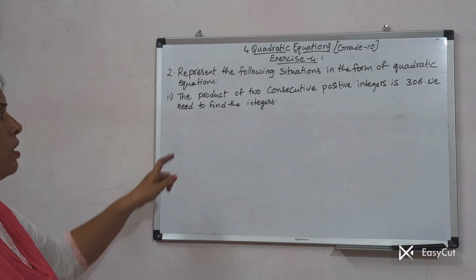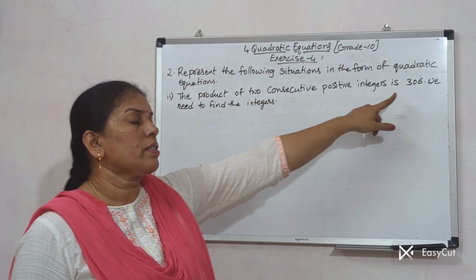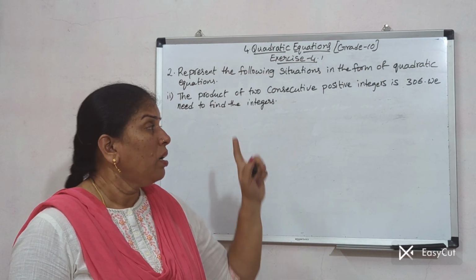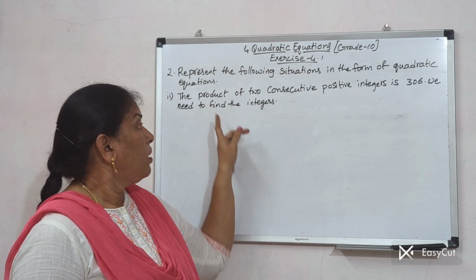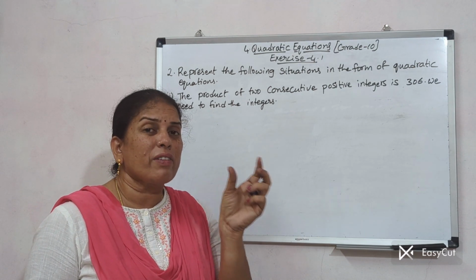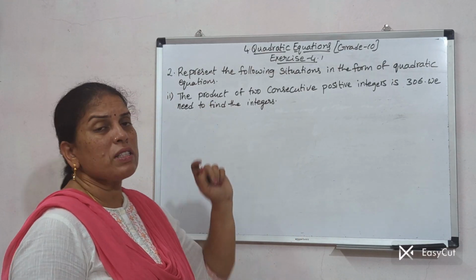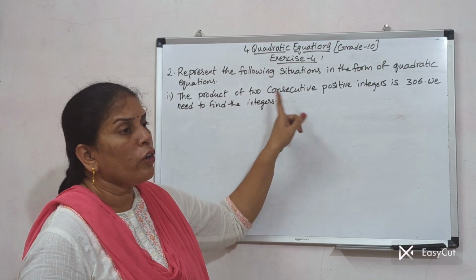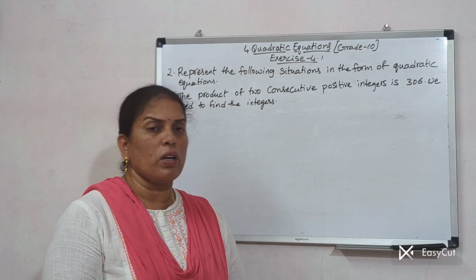Next question is, the product of two consecutive positive integers is 306. Product means what should we do? Remember, each and every word we need to understand and apply. Product means if you multiply any two numbers, the answer that comes is called the product. So product means we need to multiply. What should we multiply? Two consecutive positive integers.